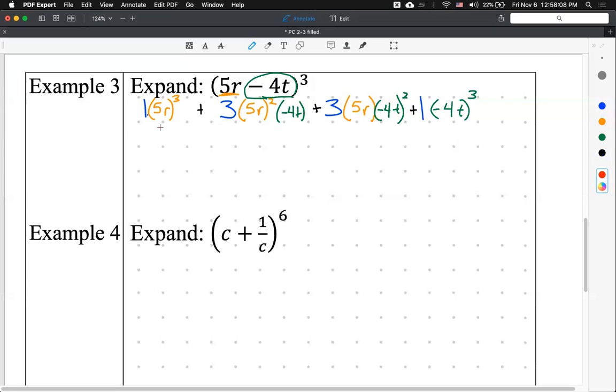So 5 to the power of 3 is 125. So 125 times 1 is 125. And then how many r's do I have? I have 3 of them, r to the power of 3. And there's my first term.